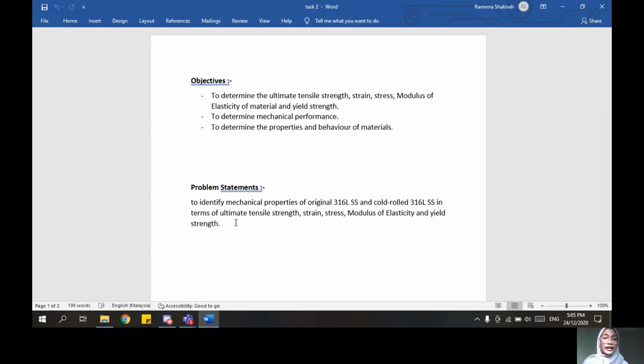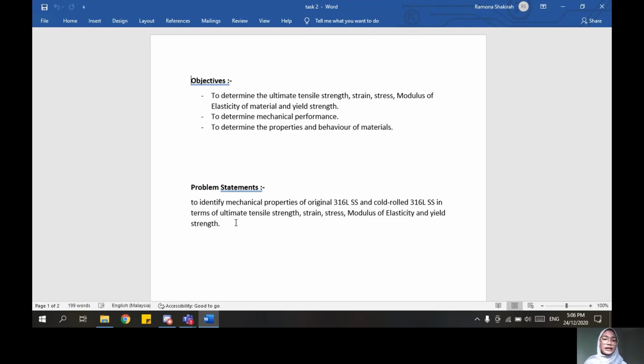Our project objectives are to determine the ultimate tensile strength, strain, stress, modulus of elasticity of the material and yield strength. Second, to determine mechanical performance. And lastly, to determine the properties and behavior of materials.